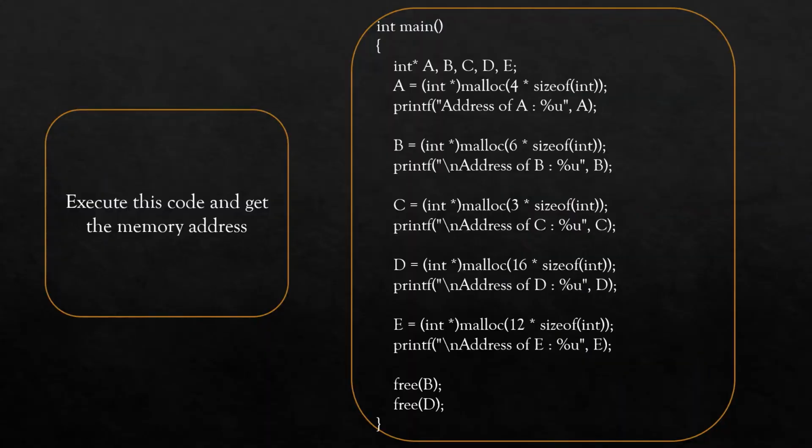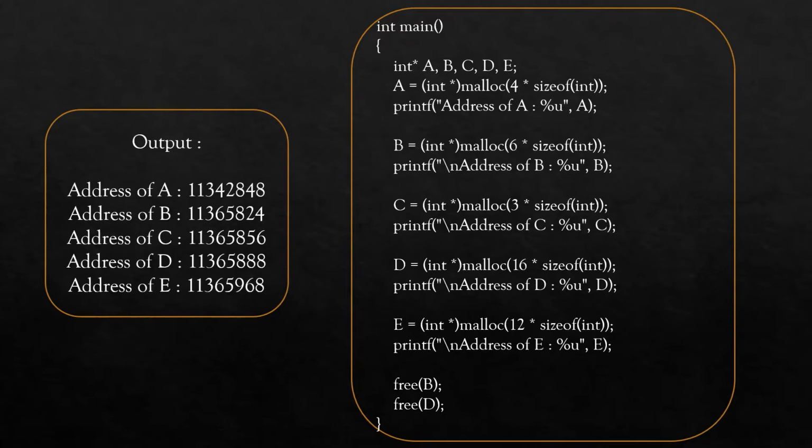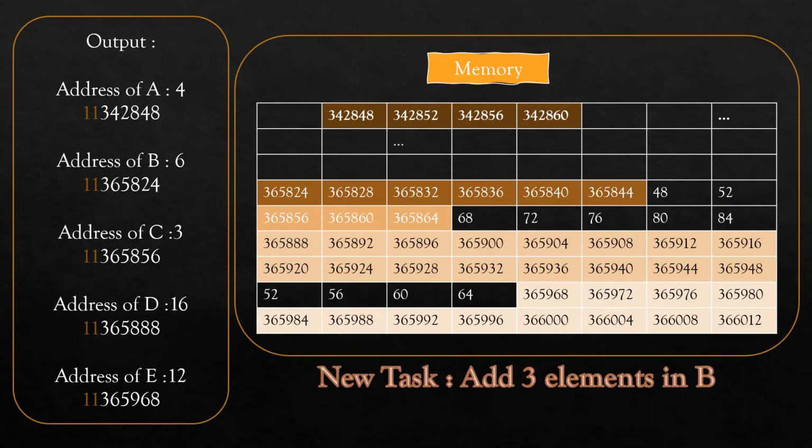I want you to execute this code and get the memory address because the memory address will be different in different machines. When I executed in my machine, the address of A was at 11342848, B at 824, C at 856, D at 888, and E at 968. The memory is depicted on the right hand side, and each block is assumed to hold 4 bytes of data, which is the number of bytes required to store an integer.